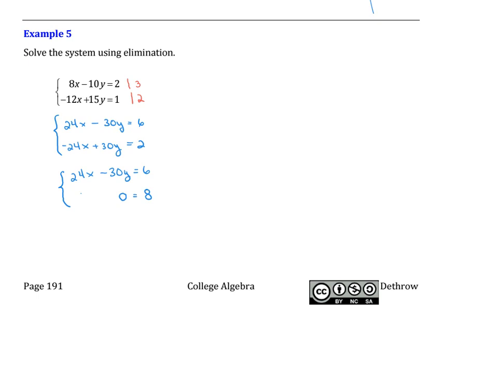Now, look at this second equation that results. Both variables got eliminated. We have 0 equals 8. Now remember, solutions to equations make true statements. 0 equals 8 is never true. So therefore, there is no solution. We call such a system inconsistent. Whenever there is no solution, the system is inconsistent.